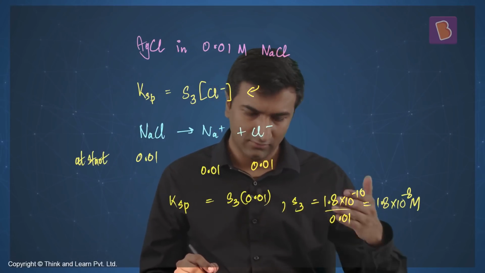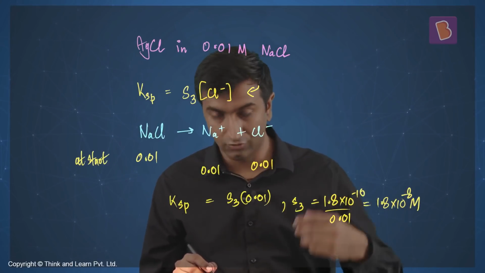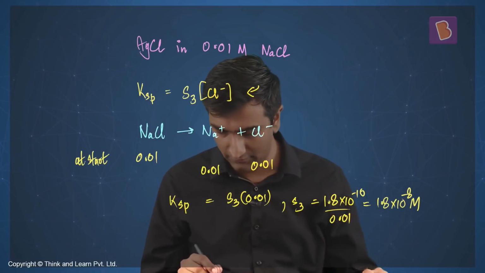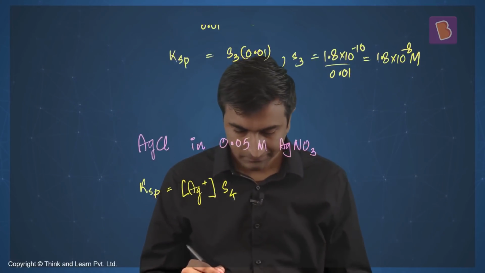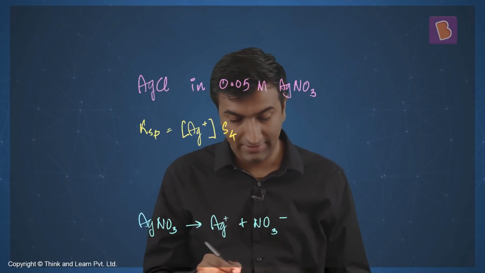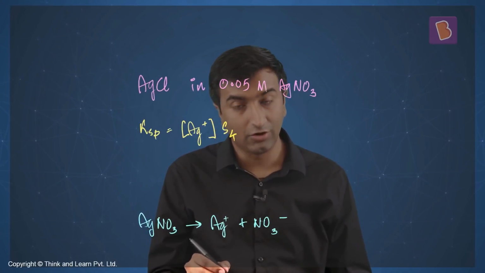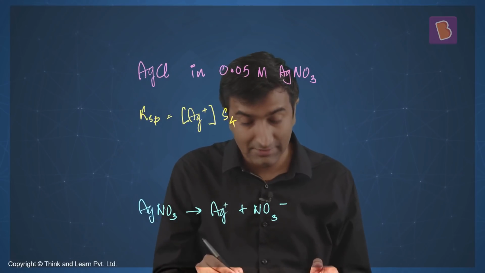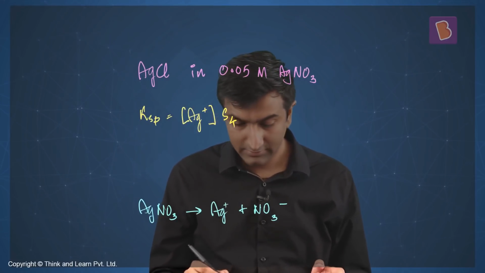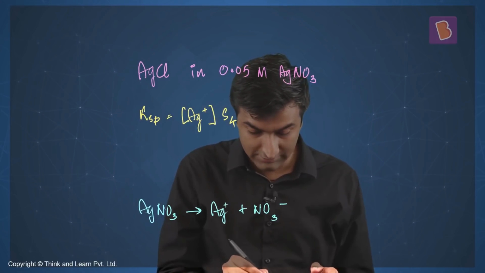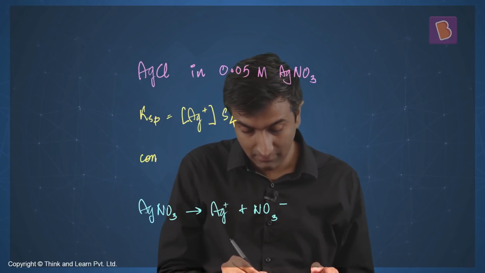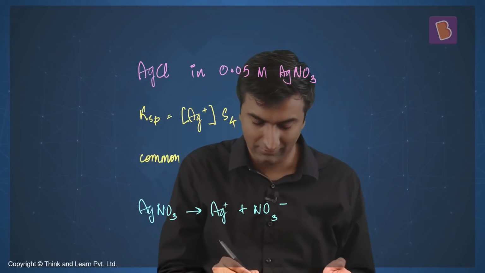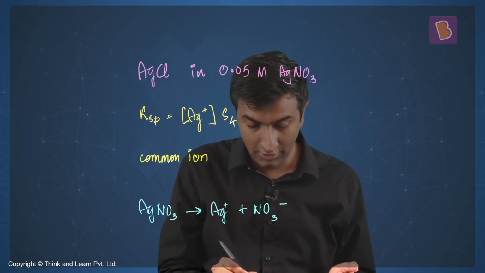Anyway, since we are almost all the way there, we just have one to do. Let's continue solving it the way we are doing it right now. Last one, right? I have AgCl in 0.05 molar AgNO3. Now, KSP here is going to be Ag plus times S4. Why is that? Well, here, the common ion changes. It's Ag plus now. It's not Cl minus anymore. I know it's a very trivial thing, but it's important to recognize this.